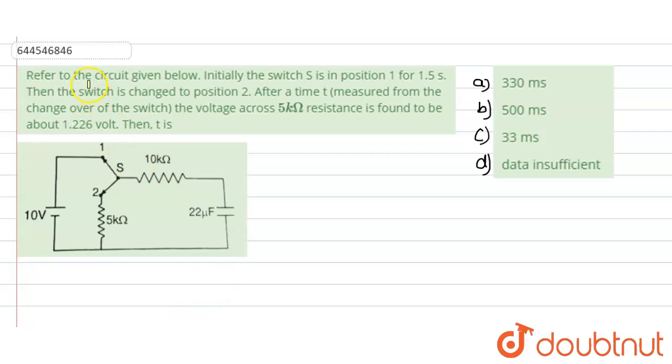Hello everyone, let us start with our question. In this question, there is a circuit which is given below. Initially the switch S is in position 1 for 1.5 seconds, that means at this position. Then the switch is changed to position 2. Now we have changed it to this position.